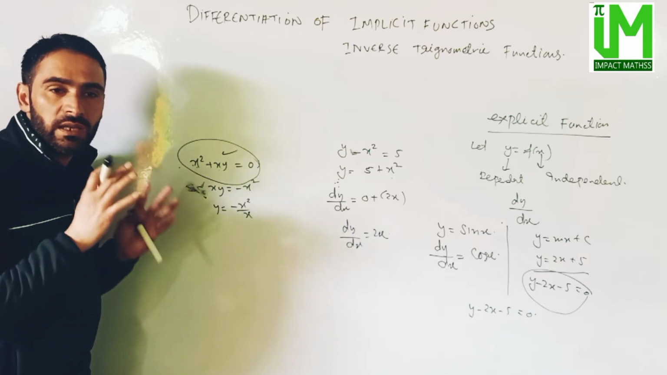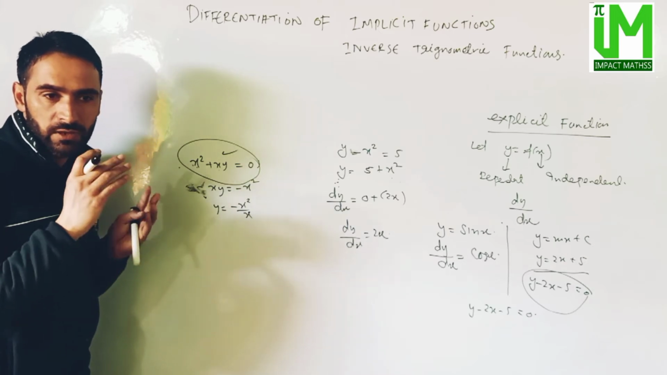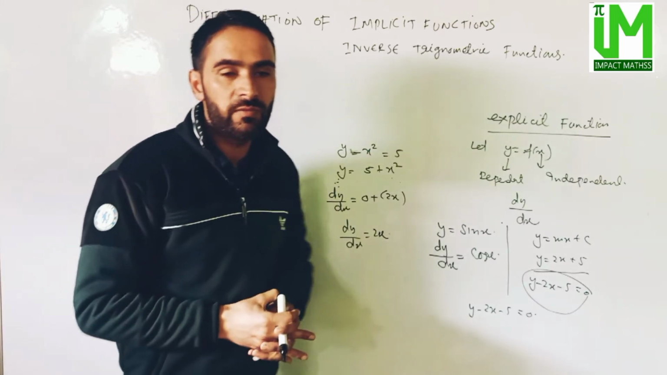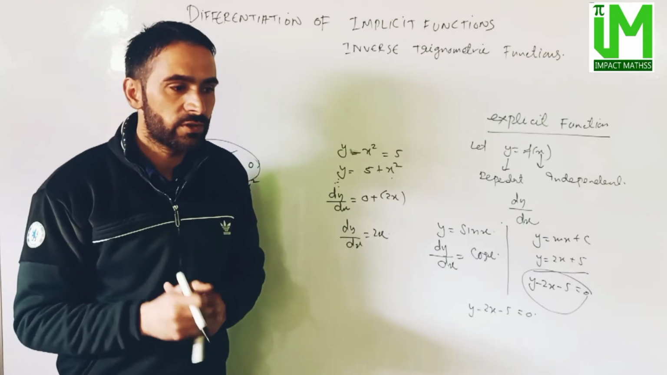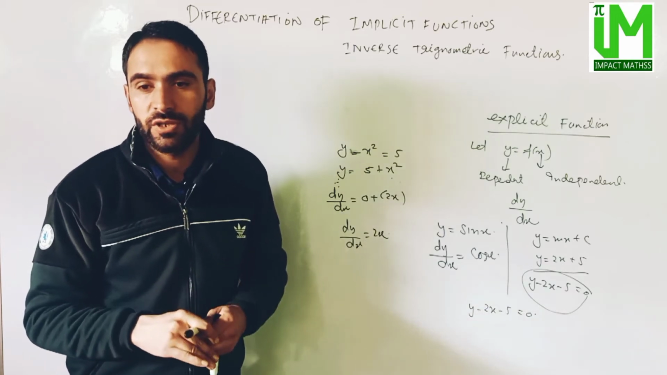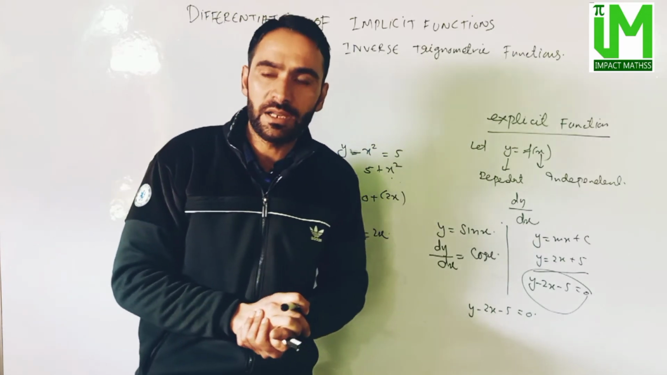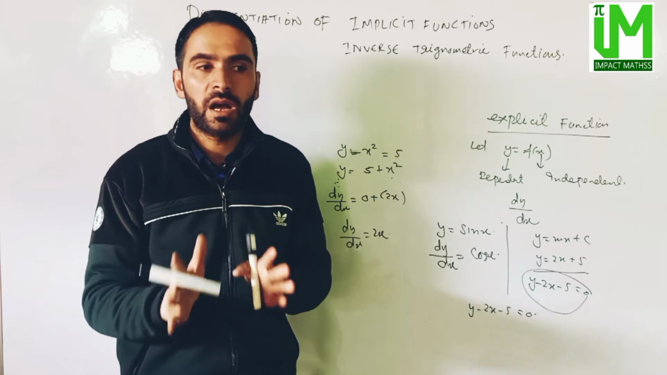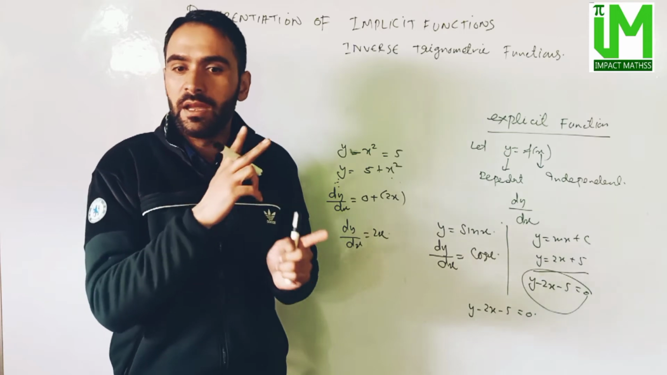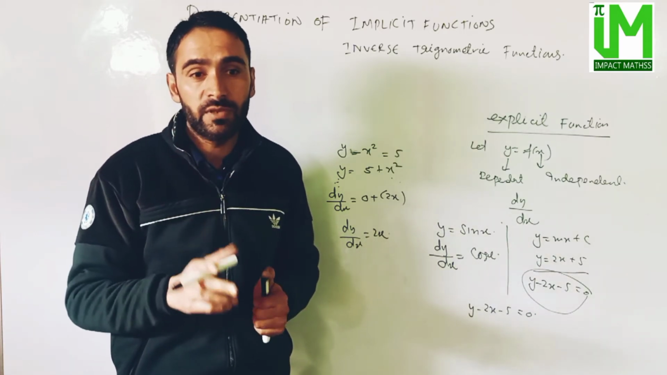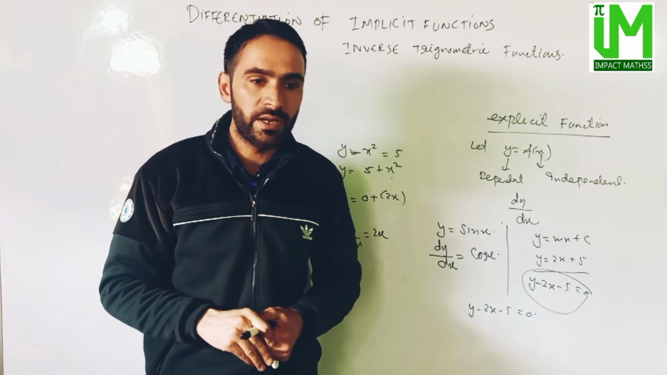Understood? So in this relation, this function, we can separate x and y, or we can say we have a clear cut relation between the dependent and the independent variable. That sort of function is called an explicit function. So an explicit function has a clear visible relation between the dependent variable and independent variable, where we can separate the variables so that we can treat one of them as a dependent variable and the other as independent variable, and we'll differentiate with respect to the independent variable. So we always differentiate with respect to the independent variable.